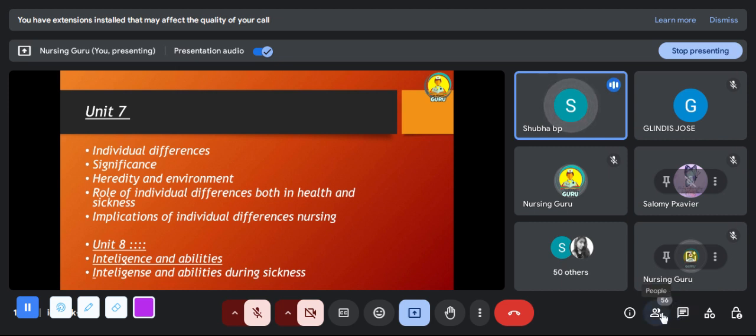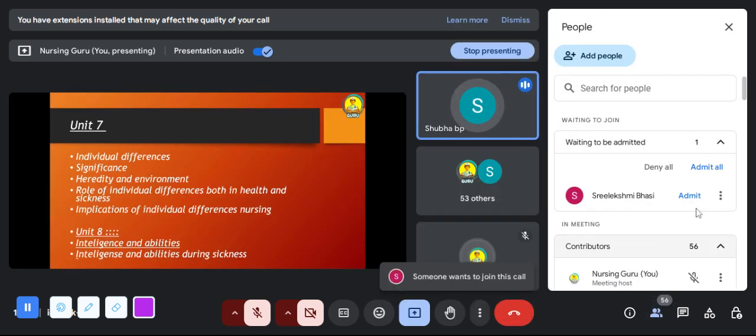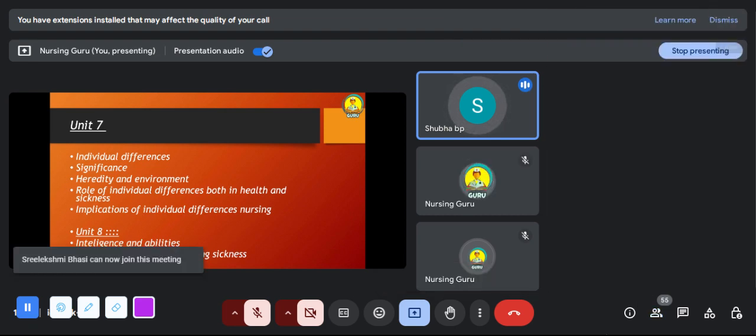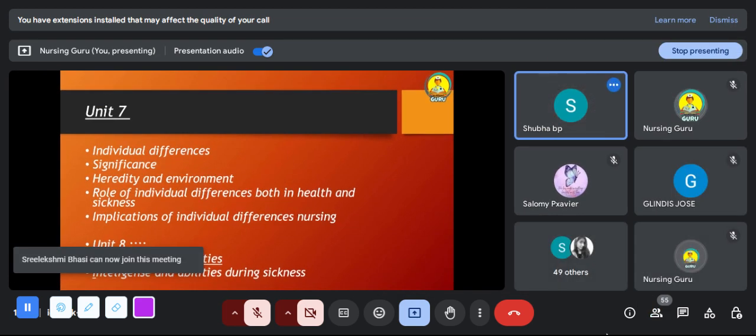And coming to the next, significance. Significance is nothing but importance. So what is the importance of studying individual personality? If I want to judge whether one person is psychiatric ill, first I need to know the importance and how to identify. So in this chapter you are going to study how to identify individual problems or individual personality. And the next one is heredity and environment.